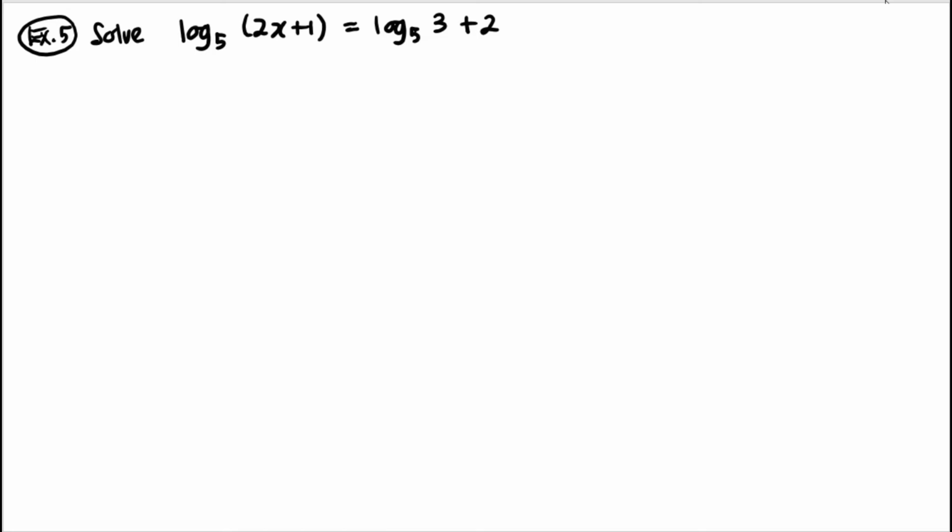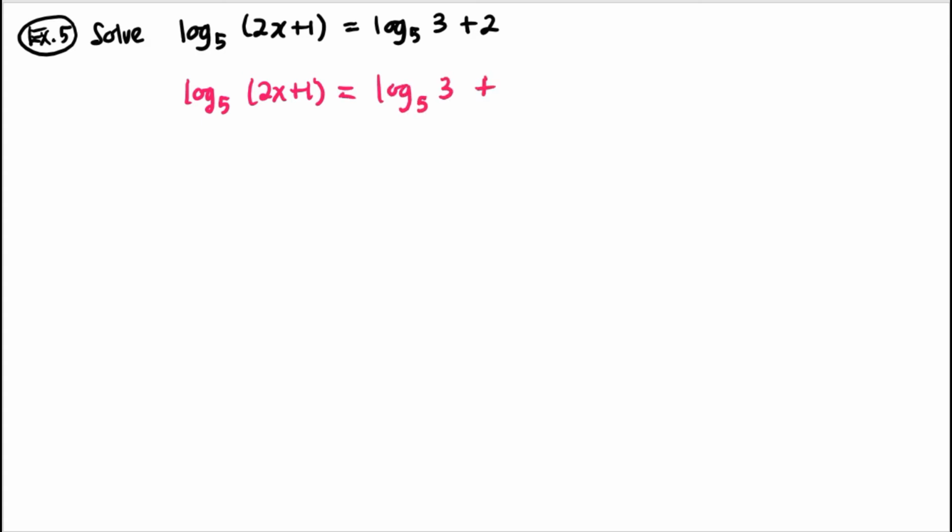Okay, now we have this log equation. So now look at your base log. The base is 5. So we want to have a log base 5 for the 2. Now I'll just write here: log base 5 of 2x plus 1, which is equal to log base 5 of 3.